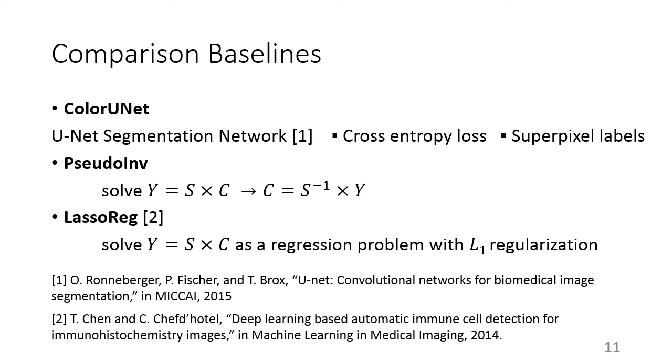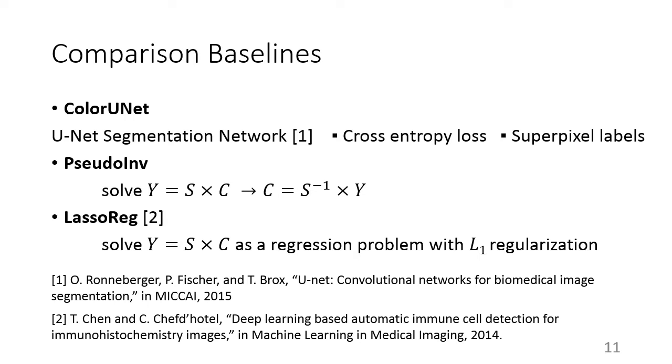To evaluate our model, we implement several baselines for comparison. ColorAE is a segmentation deep learning model based on the UNet architecture. It is trained with cross-entropy loss on the superpixel labels. Pseudo-inv or pseudo-inverse is a naive, unsupervised baseline. It solves the color decomposition equation y equal s times c using the pseudo-inverse of s.